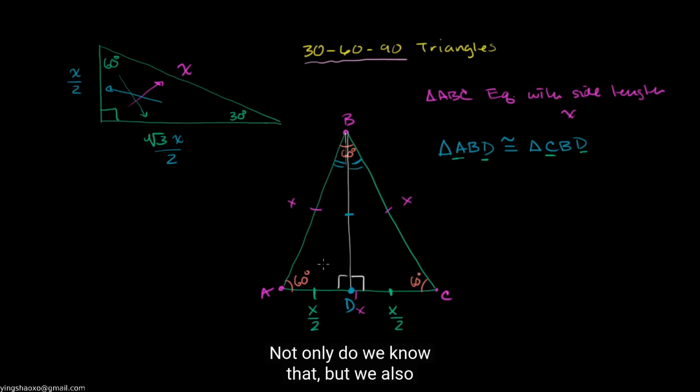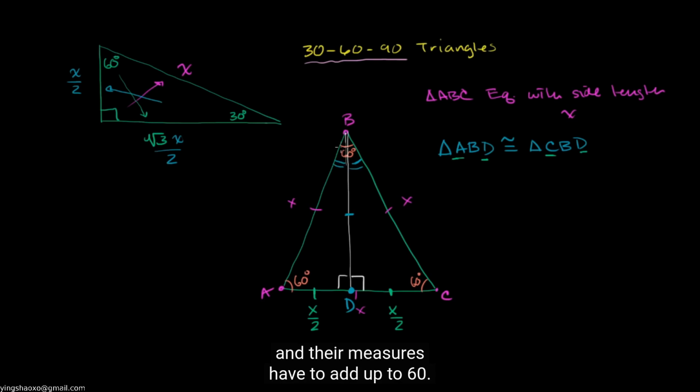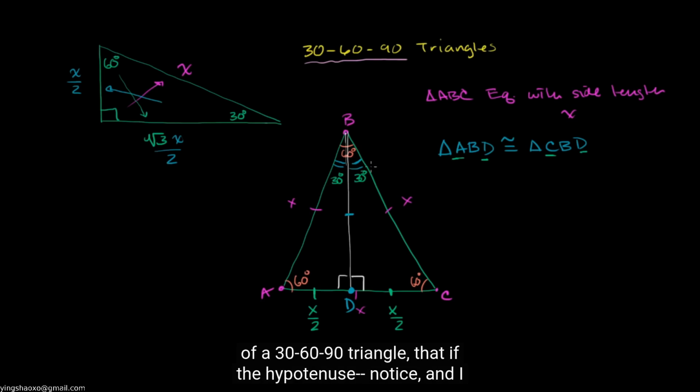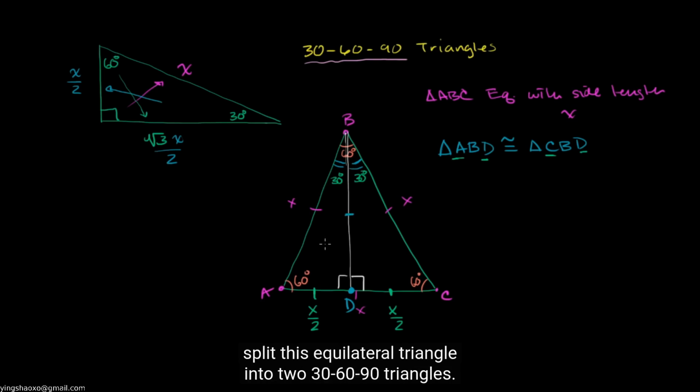Not only do we know that, but when we dropped this altitude, we showed that this angle has to be congruent to that angle, and their measures have to add up to 60. So if two things are the same and they add up to 60, this is going to be 30 degrees, and this is going to be 30 degrees. So we've already shown one of the interesting parts of a 30, 60, 90 triangle. By dropping this altitude, I've essentially split this equilateral triangle into two 30, 60, 90 triangles.